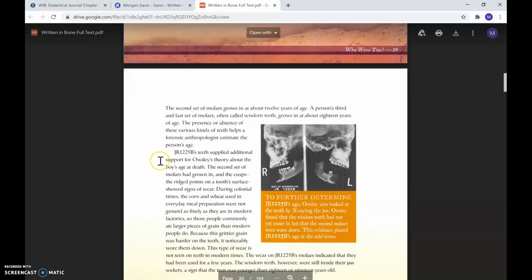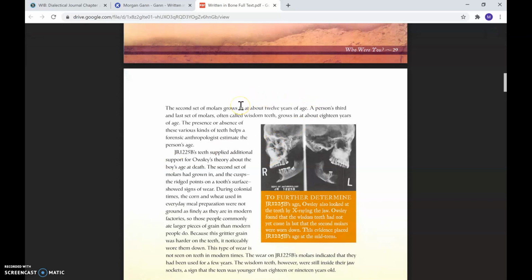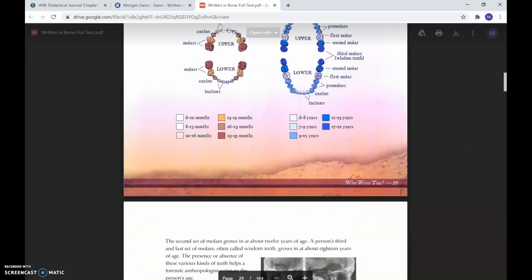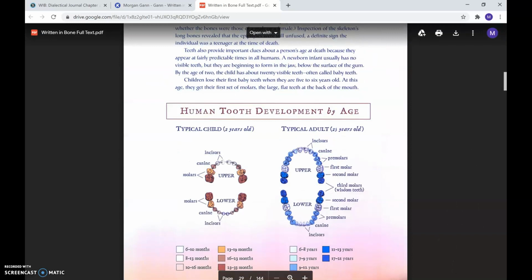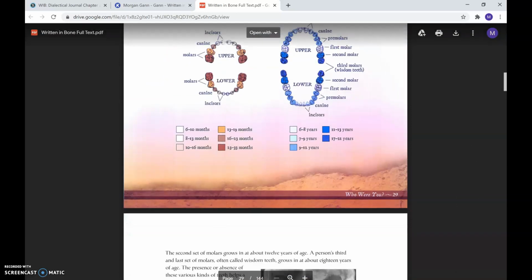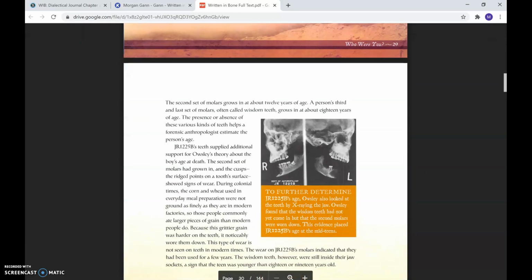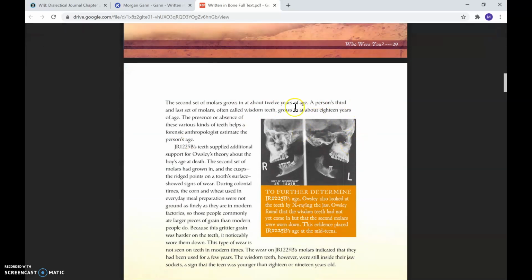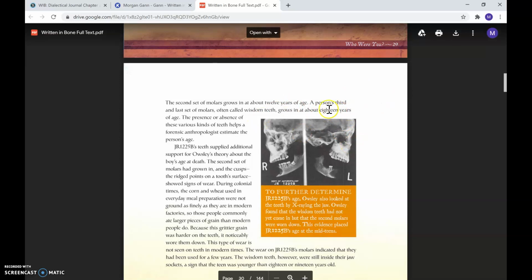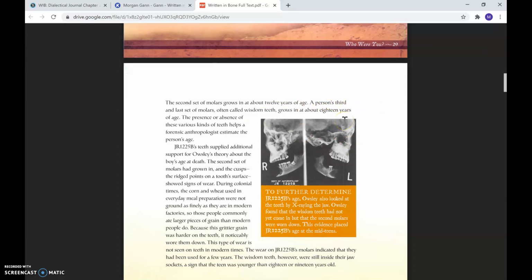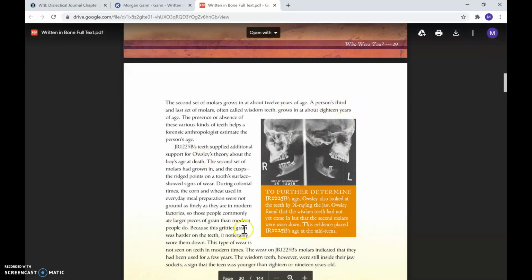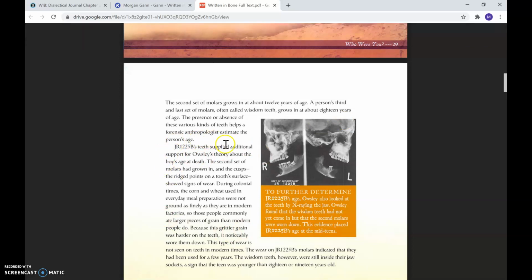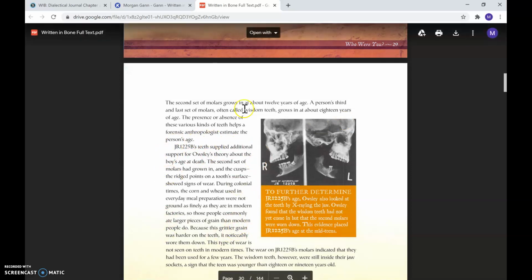So if you have one set of molars or two sets of molars, or you have all three, it helps tell us how old you are. Your first set comes in at 5 to 6. Your second set comes in at 12. And your third comes in at about 18 years old. If you don't have your third set of molars, then we know you're probably younger than 18 years old. So what could they tell about JR 1225B's teeth based off of his molars?